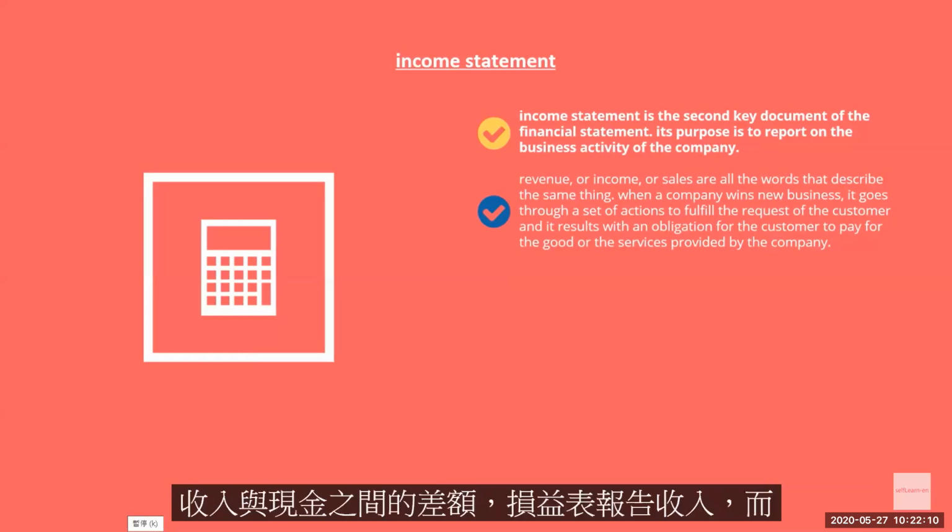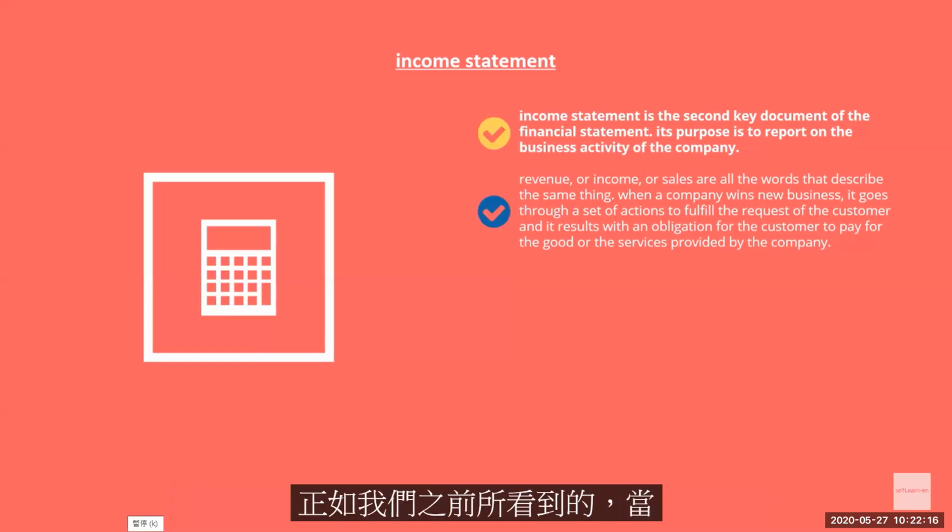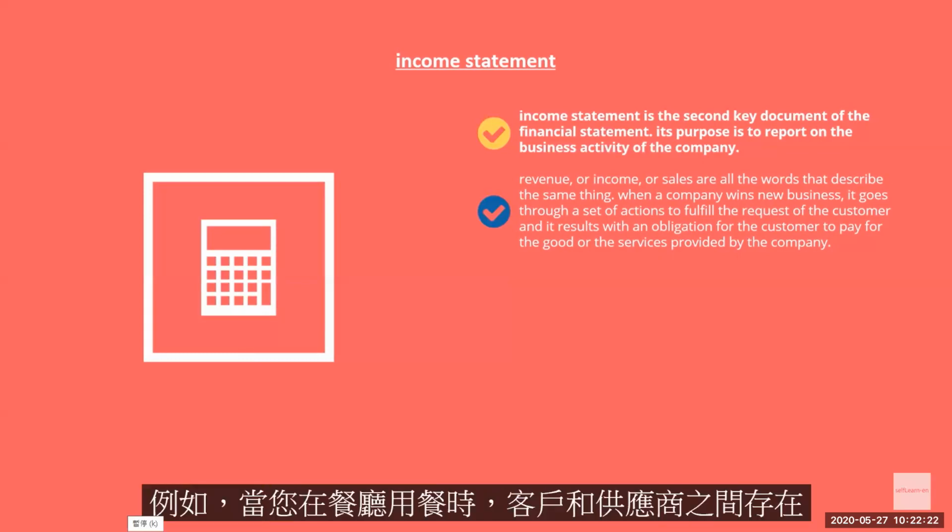So what's the difference between revenue and cash? The income statement reports revenue, while the cash flow statement reports cash. The big difference between the two is the payment. As we have seen previously, the generation of revenue occurs when the invoice is sent, and until the payment is made, a debt exists between the customer and supplier.